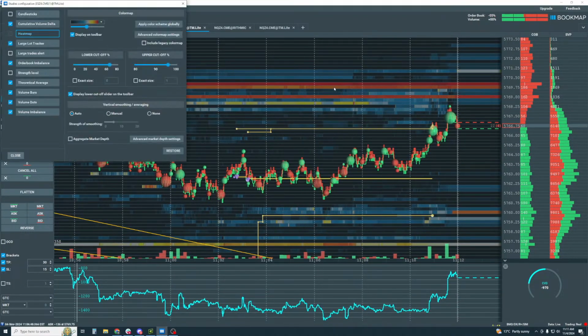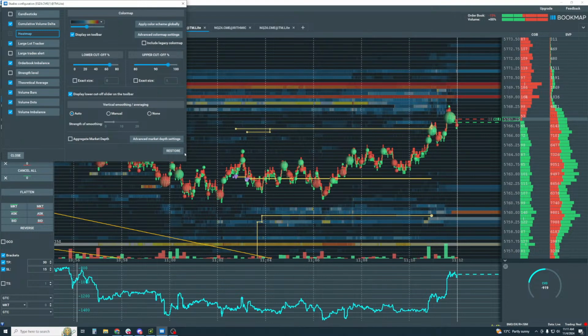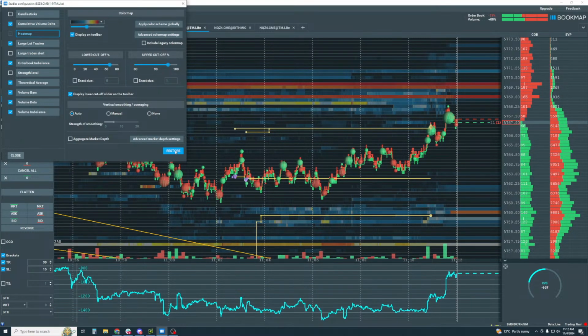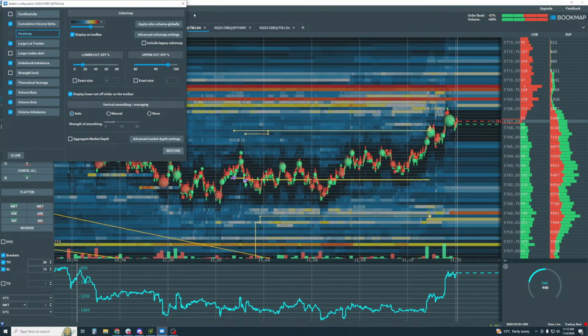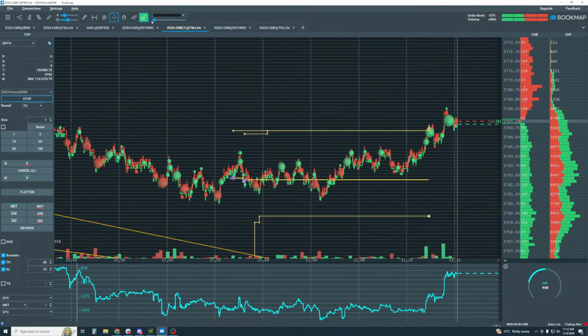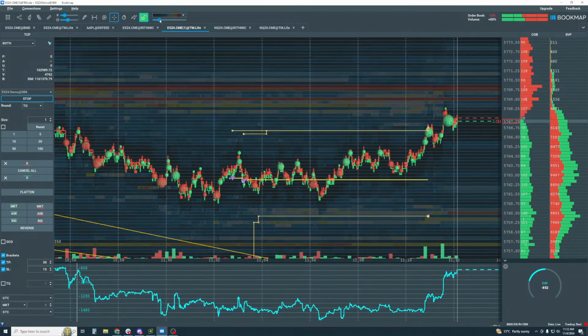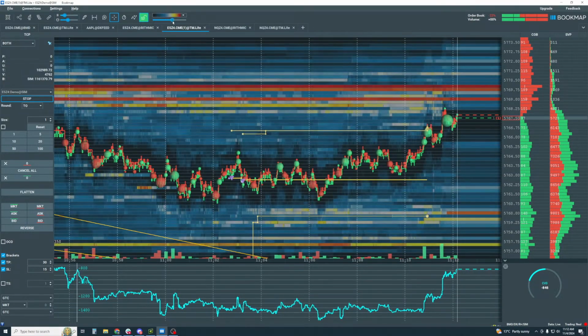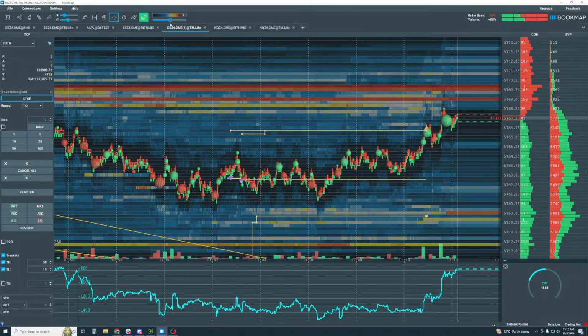Okay, so anyway, I'm going to go back to the regular heat map settings, or there's another way to deal with this. I'm just going to restore it to the default here. Or you can just turn down the heat map here with the dimmer. Okay, so it's up to you how you want to use it.